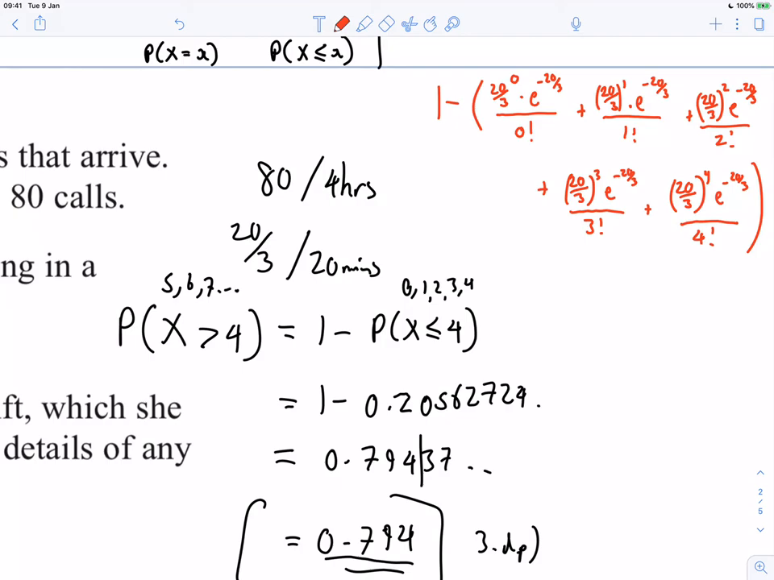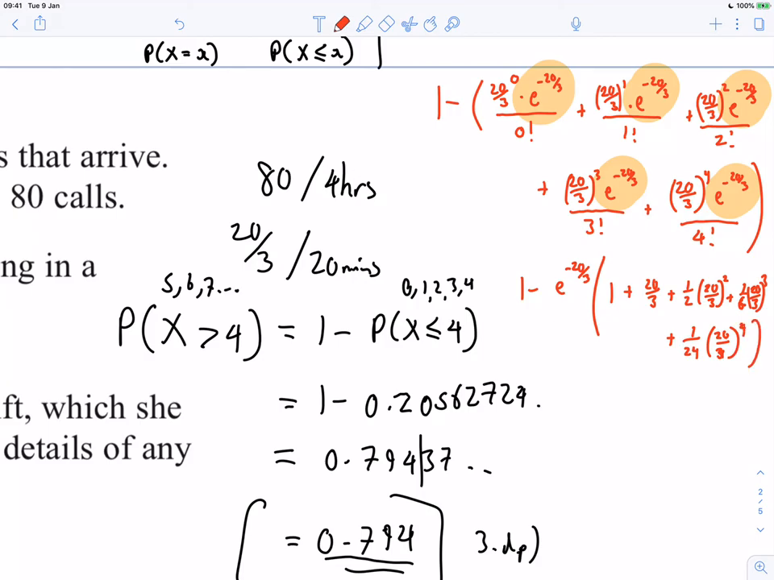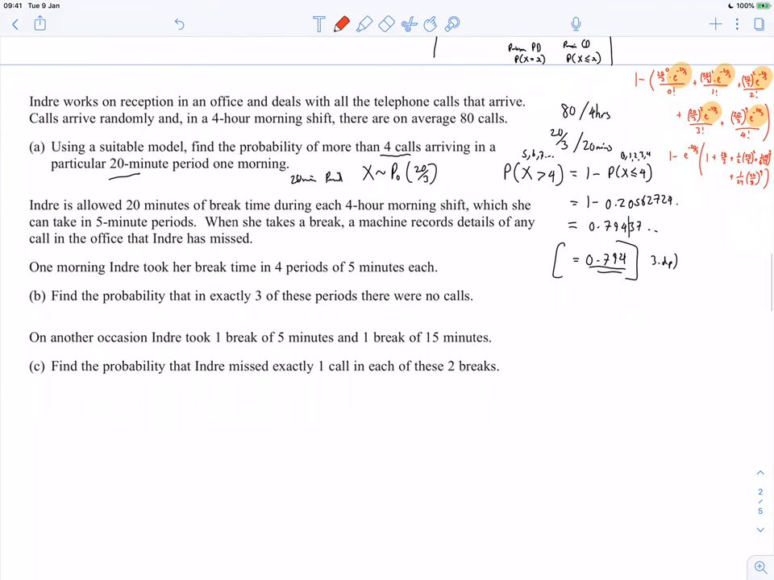I mean, there's various other tricks you could have done to this. You could have noticed that they've all got e to the minus 20 over 3 as a common factor. So you could have actually done 1 minus e to the minus 20 over 3, lots of. And then the first term is 20 over 3 to the 0 over 1, so that's 1, plus 20 over 3 to the 1 over 1, which is 20 over 3, plus 20 over 3 squared over 2, so that's a half of 20 over 3 squared, plus 1 over 3 factorial is 1/6 of 20 over 3 cubed, plus 1 over 4 factorial is 1 over 24, 20 over 3, sorry, to the power of 4. Whatever. The point is, just don't waste your time, personally.